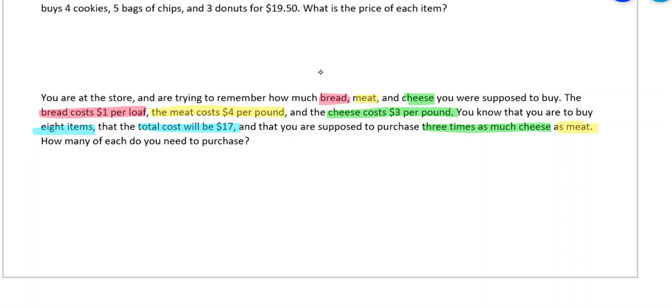So bread, B, meat, I'm going to write in yellow. Cheese is going to be cheese. Meat, I'll write in black. And then my totals will be in orange. So total: B plus M plus C equals 8 items. Plus equals $17. And then something equals something. And that comes from the purchase of 3 times as much cheese as meat. So this is the setup of the equation.